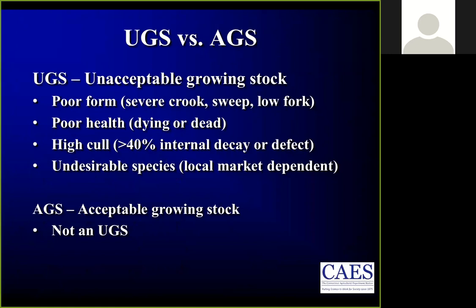Just a couple other technical terms. Let's talk about UGs versus AGs. UGs are unacceptable growing stock. The definition is going to depend upon your situation and what you're using, but generally speaking, it's trees with poor form. They've got some pretty bad crook in them, excessive sweep, or a low fork, so you can't use them for timber products. Obviously, if you're managing for wildlife, you might have a different perspective on this. It also includes trees in poor health, either dead or dying, trees with a high percentage of cull, with a lot of decay in them, either internal or externally visible, or trees that are an undesirable species, and that's really going to depend on your local markets. For purposes of this talk, culls are mixed in with unacceptable growing stock. AGS, or acceptable growing stock, is a tree that's not a UG.